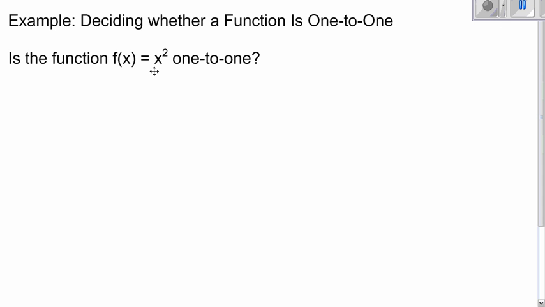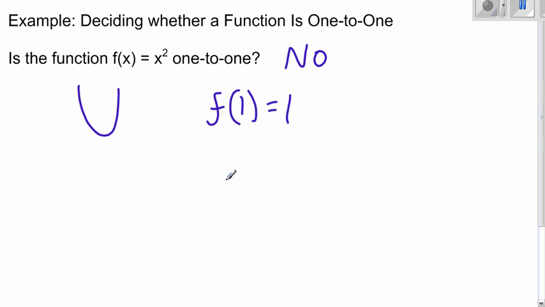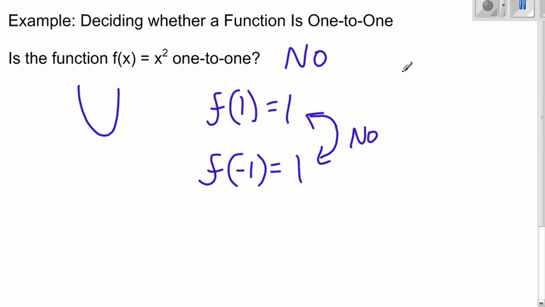How about x squared? Well, we know the graph of x squared looks like that, which would fail the horizontal line test, so no. But we can also think about it with numbers. If we plug in 1, 1 squared is 1. And if we plug in -1, -1 times -1 is also 1. So we get the same output from two different inputs. So it's not a one-to-one function.